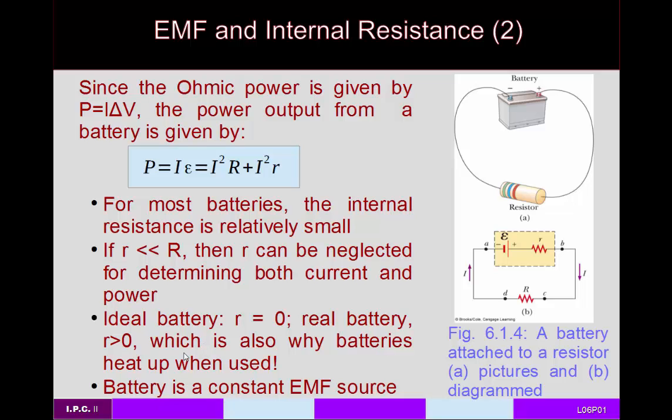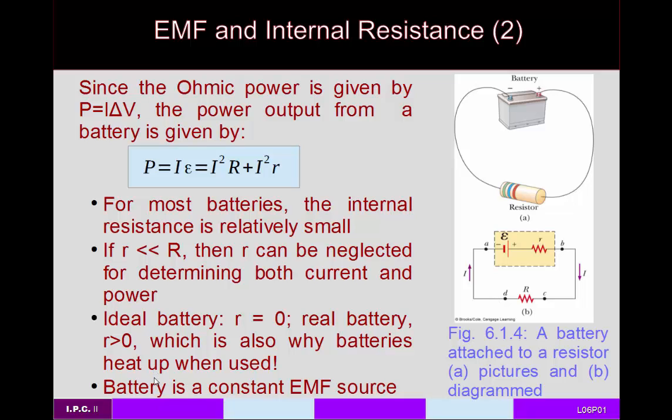That, by the way, is the reason why a battery heats up when it's used for a long time, because there is some current moving through this resistor. That means that you have some power being lost for the battery. The power is being converted from electrical energy into basically heat, which then gets radiated through the battery, hence making the battery hot.